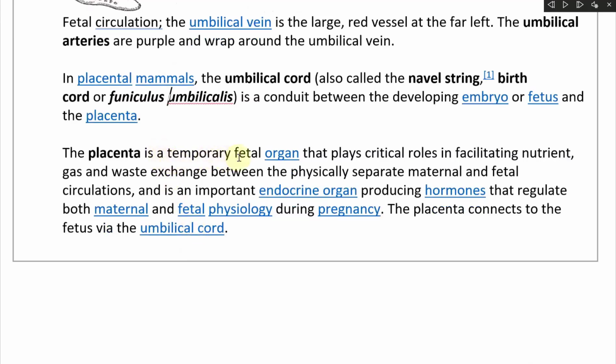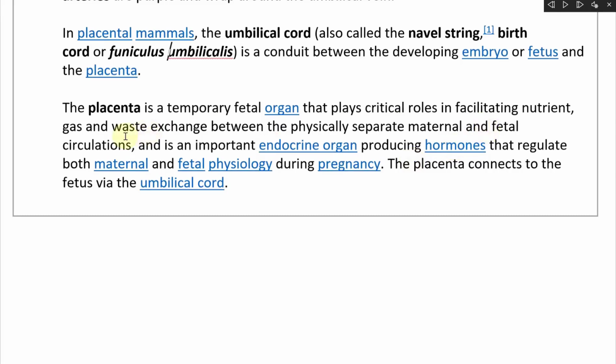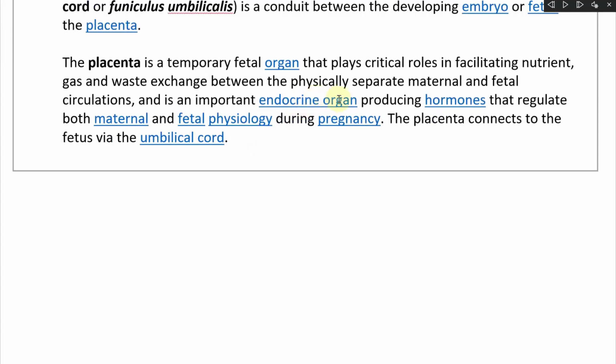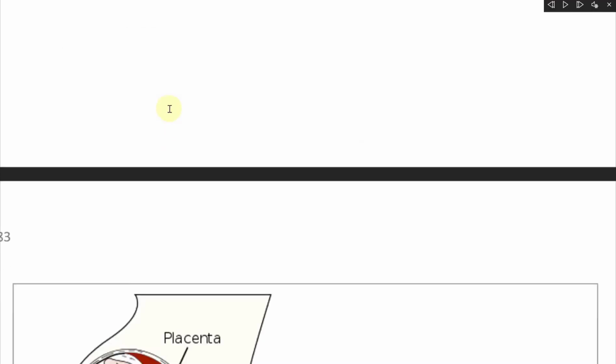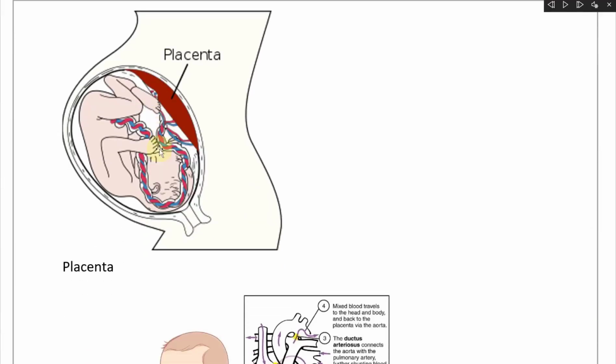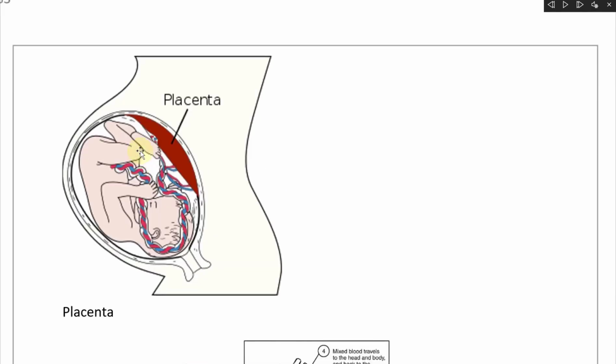The placenta is a temporary fetal organ that plays critical roles in facilitating nutrient, gas, and waste exchange between the physically separate maternal and fetal circulations, and is an important endocrine organ producing hormones that regulate both maternal and fetal physiology during pregnancy. The placenta connects to the fetus via the umbilical cord. Let's take a look at this figure set up right here. So here's the placenta over there. So there's a placenta. It's basically the barrier between the body, or the connection point between the mom and the baby. There's the umbilical cord going all the way there.